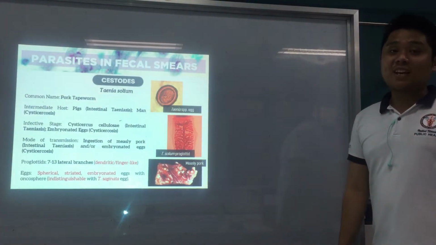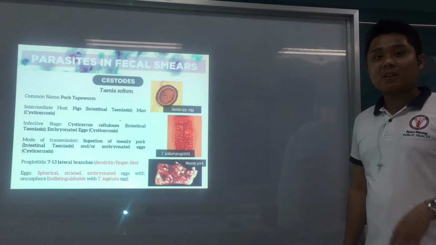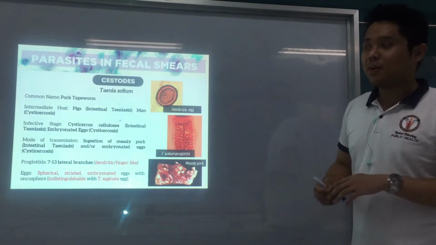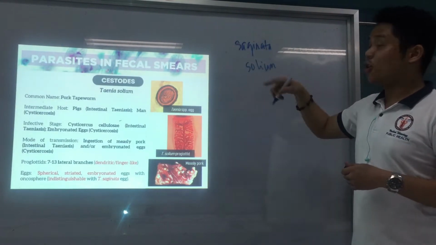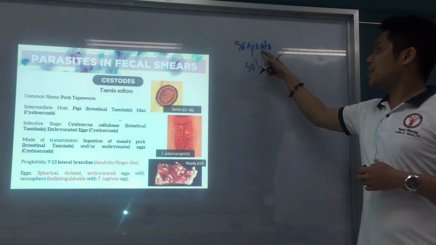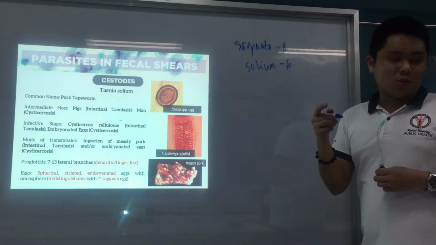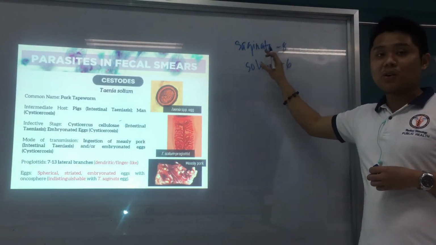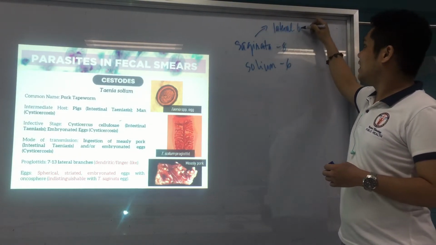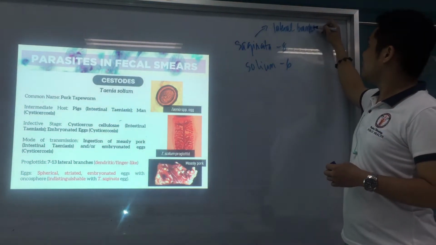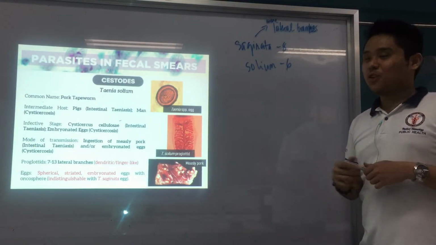Before we continue, just some mnemonics that I can share. For proglottids, as you can see, which has more? Saginata. So how do I remember? Saginata, solium. Count the letters. Saginata has 8 letters, solium has 6 letters. So the name that contains the most letters also has the most lateral branches. Saginata has more lateral branches. So, solium has fewer.